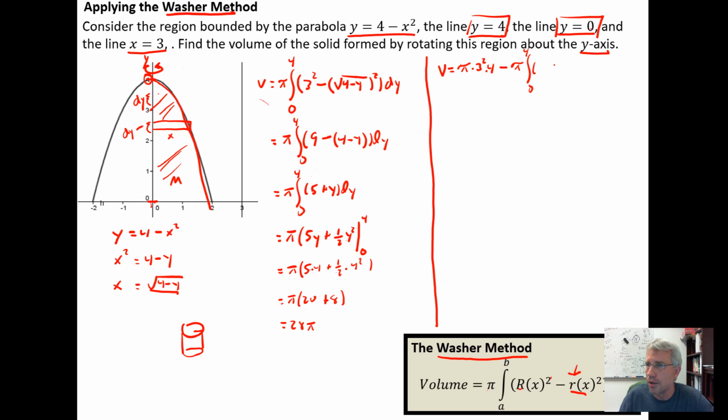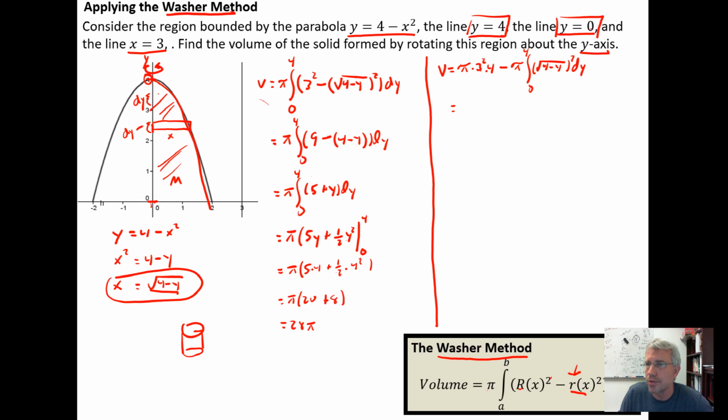Pi r squared, but r is going to be the square root of 4 minus y, right? Our radii are the x coordinates, which is just the square root of 4 minus y. We already calculated that. So here's the square root of 4 minus y. Square the radius, and then multiply by the width of each rectangle of revolution, which is just dy. And then we can grind this out.